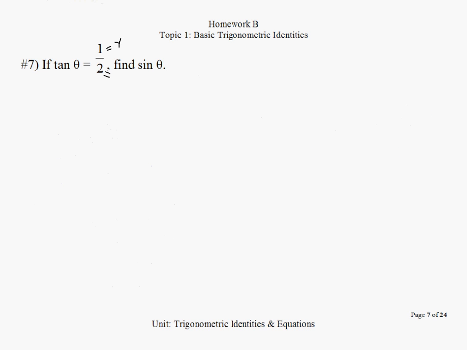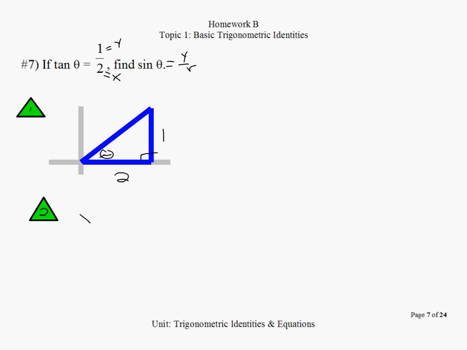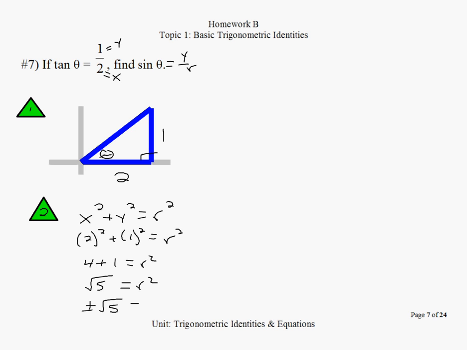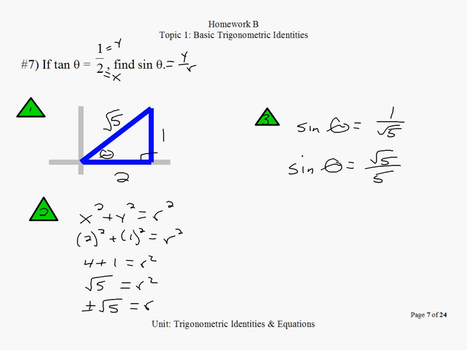Number 7, y is 1, x is 2. Need to know what r is using the Pythagorean theorem. 2 squared is 4, 1 squared is 1. You're going to get that r squared is 5. This should just say 5, should not say square root there. Therefore, r is plus or minus square root of 5. Sine is y, which is 1, over r, which is the square root of 5. Rationalize your denominator. You get square root of 5 over 5.